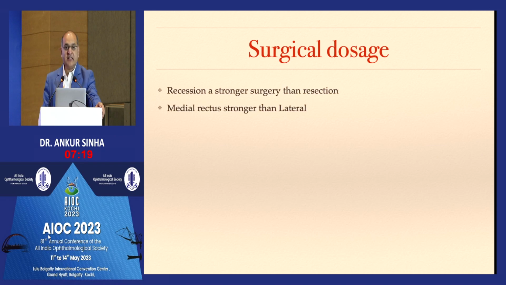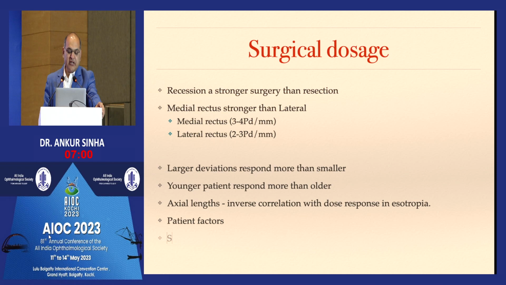Now we talk about surgical dosage, because that is what is more important. Recession is a stronger surgery than resection, and medial recti tend to be stronger muscles than lateral recti. So medial rectus can give up to 3 to 4 prism diopters per millimeter of surgery, as compared to lateral rectus, which can only give you 2 to 3 prism diopters. Larger deviations tend to respond more. Younger patients tend to respond more as compared to elders. Axial length has an inverse correlation with the dose response in esotropia, but not in exotropia. Then there are certain patient factors and surgeon factors which are to be considered.